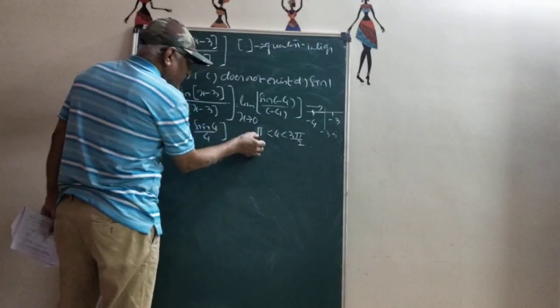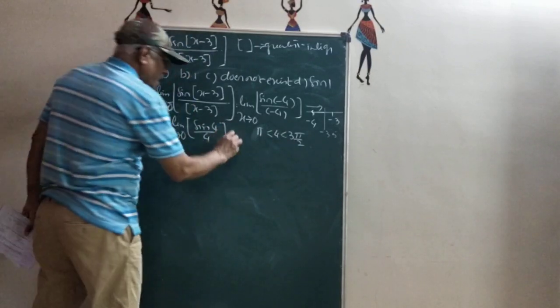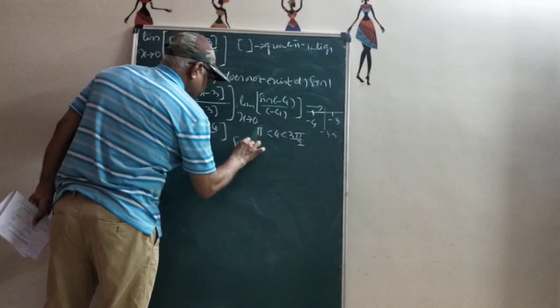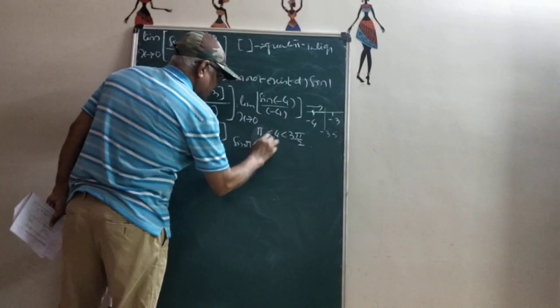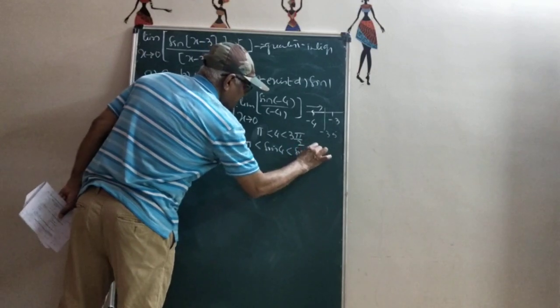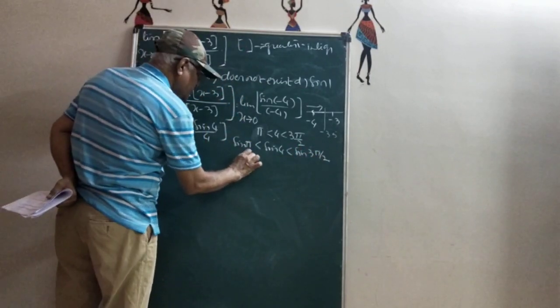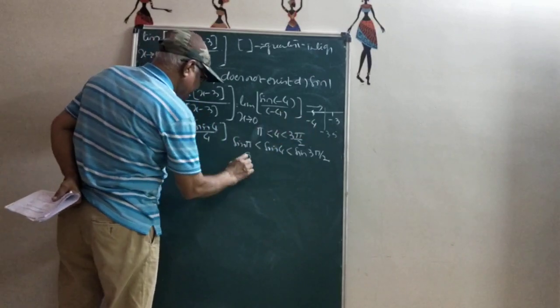So now here the value of pi is how much? 3.142. 3.140 is less than 5. Now I am applying the sine function here. Sine pi is less than sine 4 and sine 4 is less than sine of 3 pi by 2. Student, what is sine pi value? 0. And similarly divided by 4 is there.